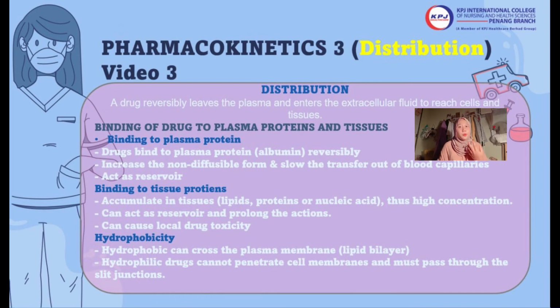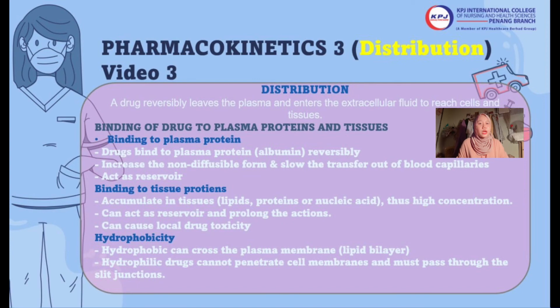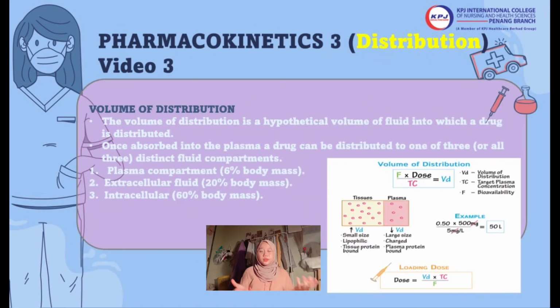Hydrophobic drugs can cross the plasma membrane, which is a lipid bilayer, while hydrophilic drugs cannot penetrate the cell membrane and must pass through the slit junction. Next, we have the volume of distribution.